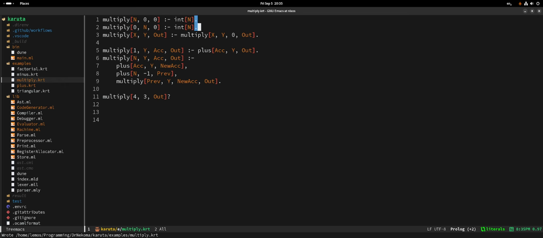If we multiply 1 by a number, we just add it to the accumulator. If we multiply n by a number, we add the number to the accumulator and we subtract 1 from n to get the previous number, and we multiply the previous to the same number and the new accumulator. Yeah, that should work. Except, are there any caveats?